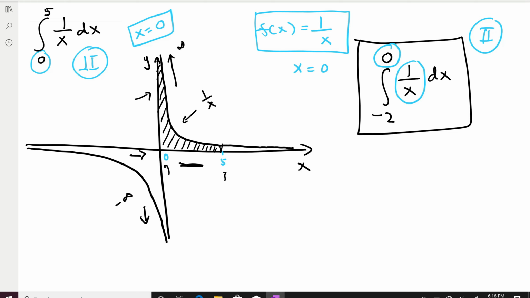So here's my hint. How would you identify a type 2 improper integral? First, look at the function.